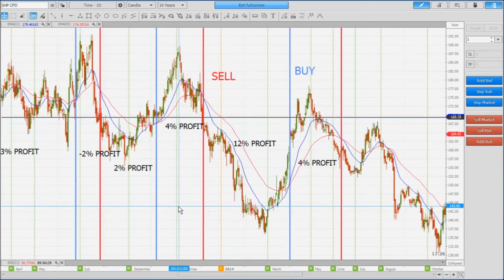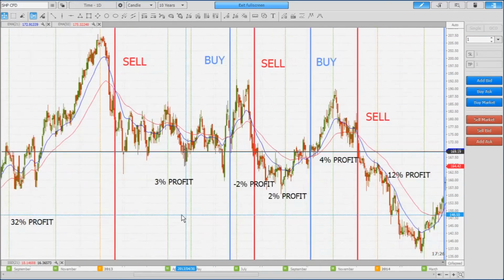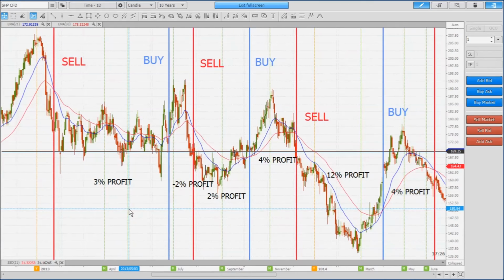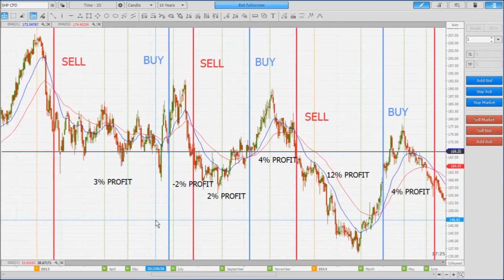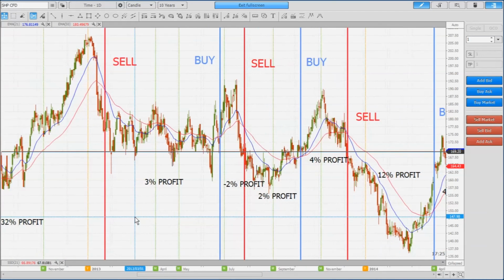If you took the profit for this entire period, it would have summed to 91% profit over a period of just over 2 years, which shows that using the moving averages even on their own can be highly profitable.